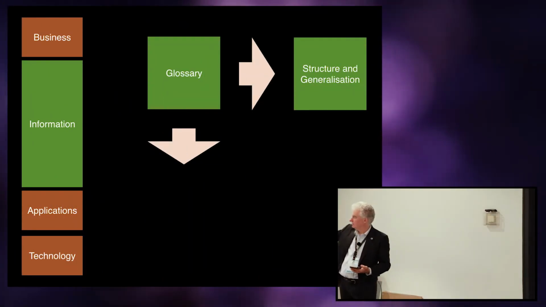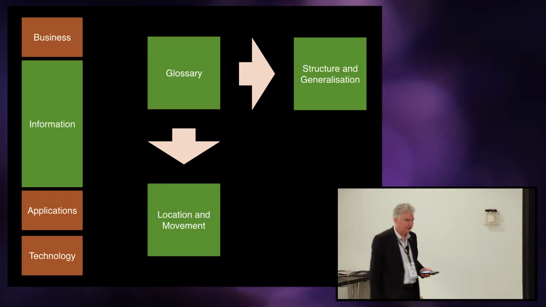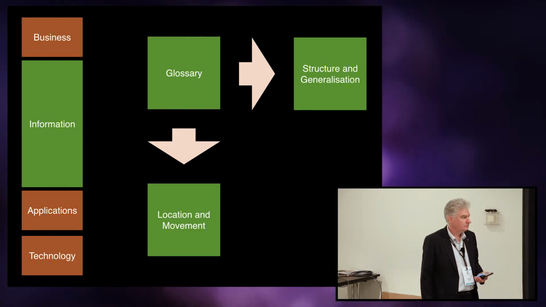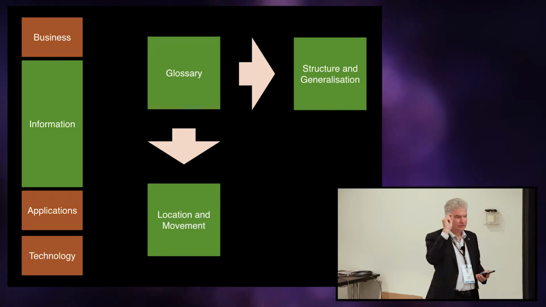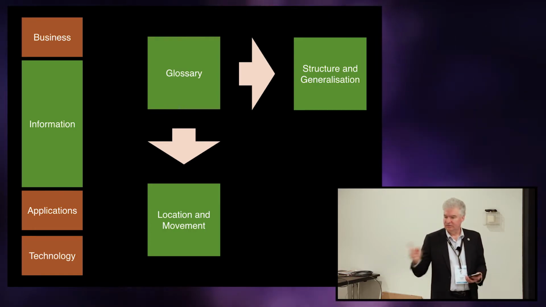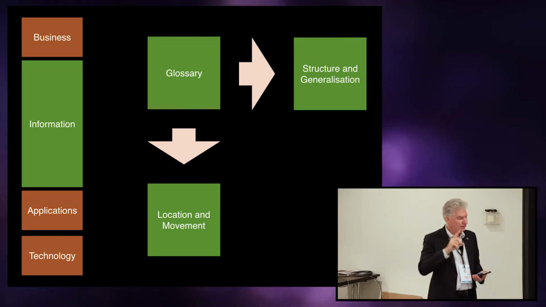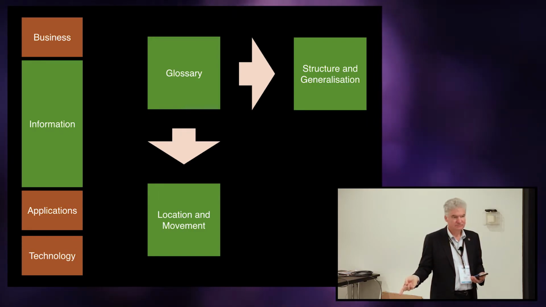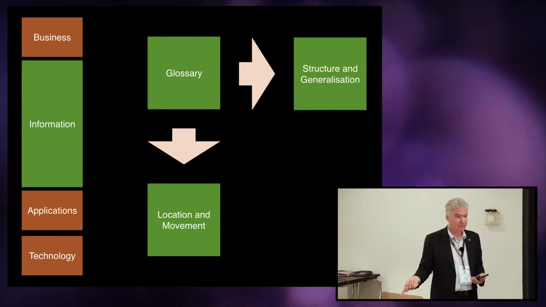And the other direction is location and movement. You've got to say where stuff is going to be and how it moves around. So we are going to store all of this sort of data in this place. We're going to store all of this sort of data in this space. This data will not be in this space. It's also important to say what won't happen.